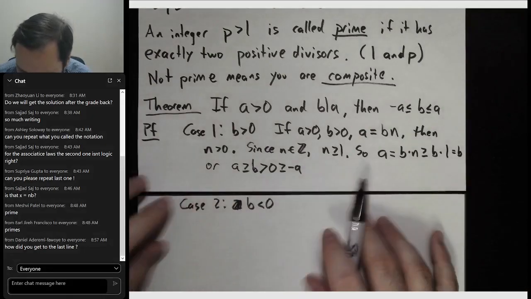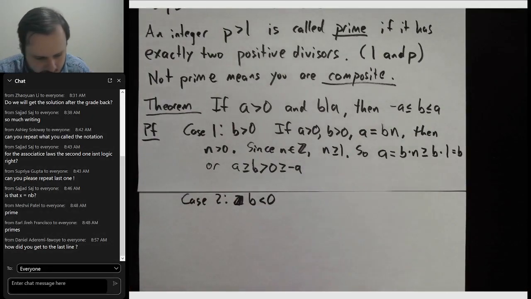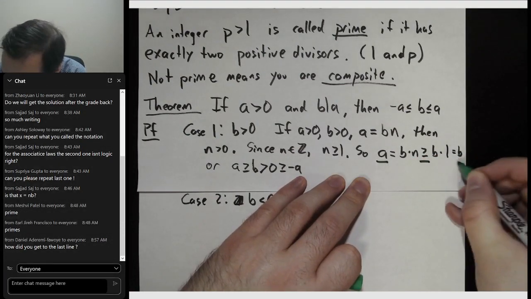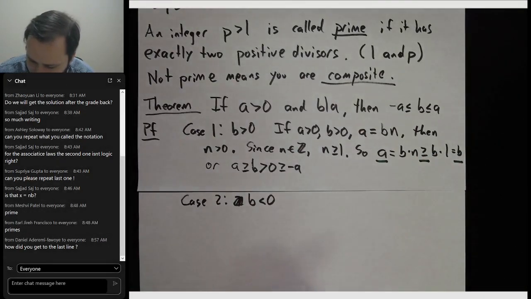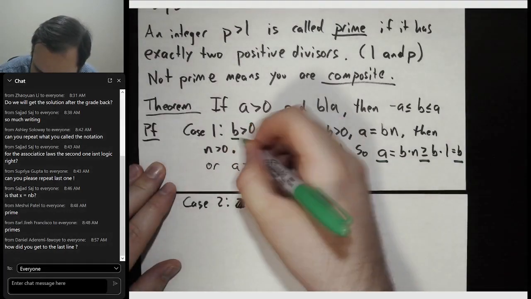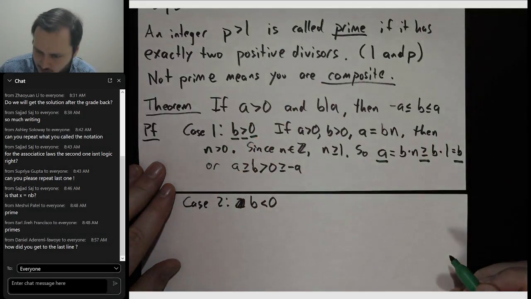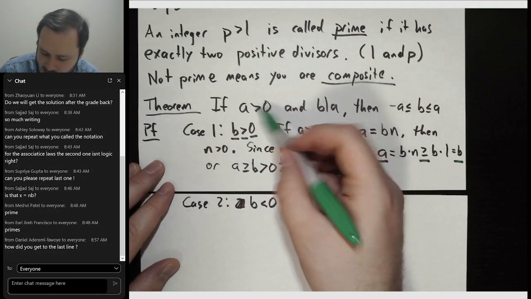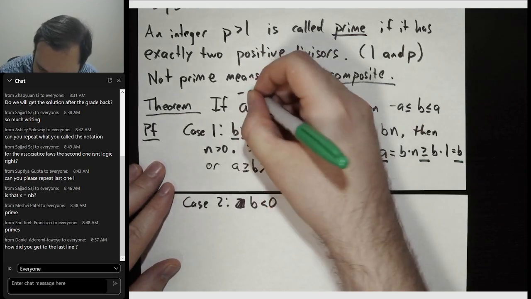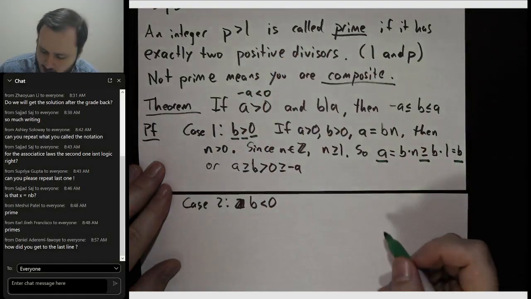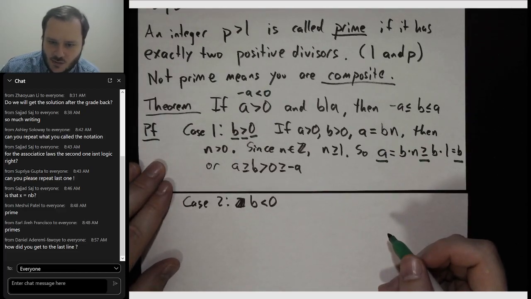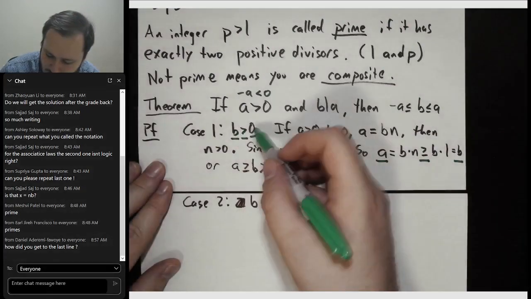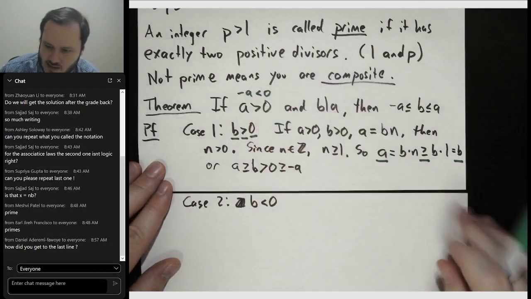How did I get this last line? So I know that a is greater than or equal to b. And I know that b is greater than 0. And since a is greater than 0, that must mean negative a is less than 0. And I'm just stringing all of those inequalities together. A greater than or equal to b, which is greater than 0, which is greater than minus a.